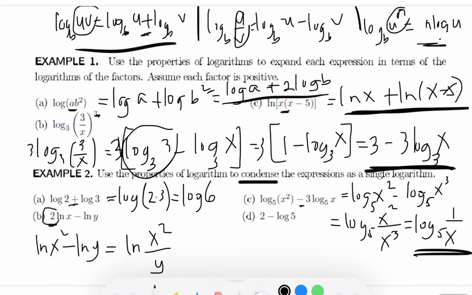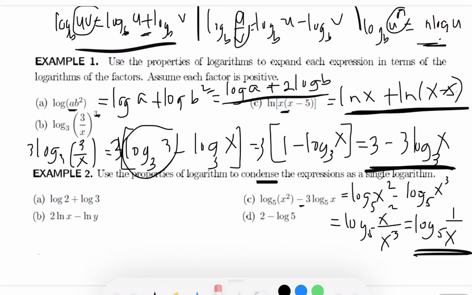Okay, now let's go to letter D. We'll erase this. For letter D, if you notice, 2 has no log. It is 2 minus log of 5. Now, in order for us to do some operation for this one manually, we must transform 2 into its log form. So, we will use the property 2.